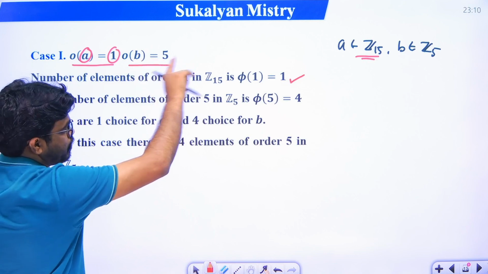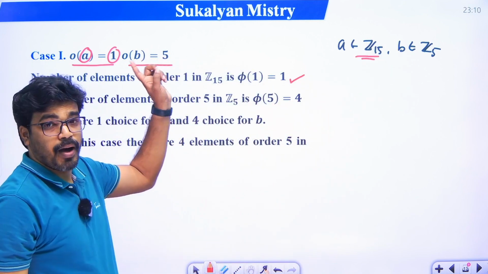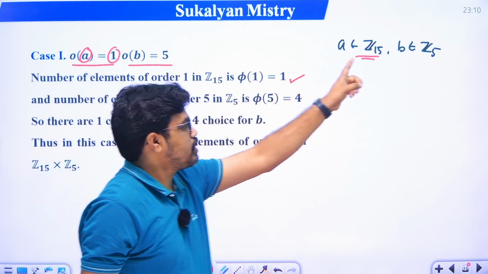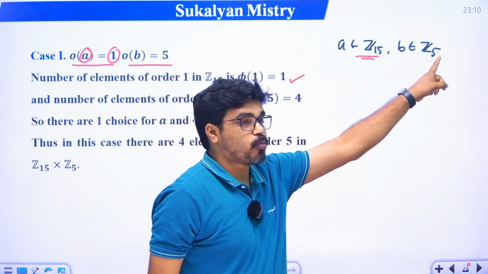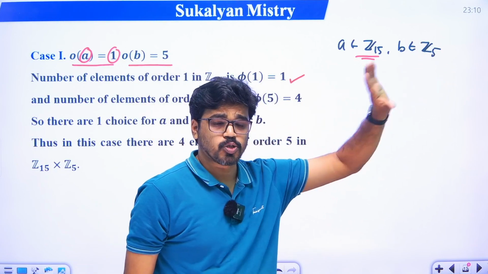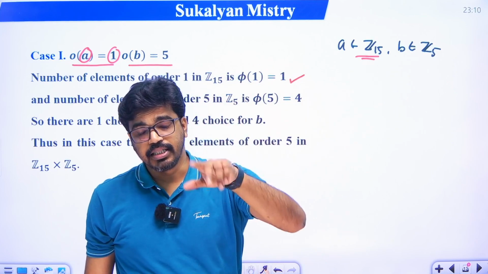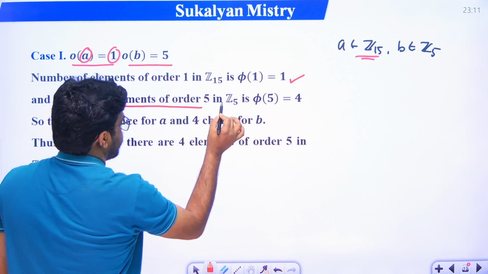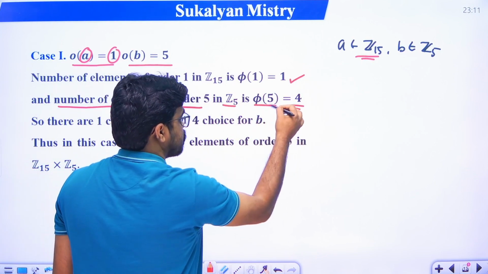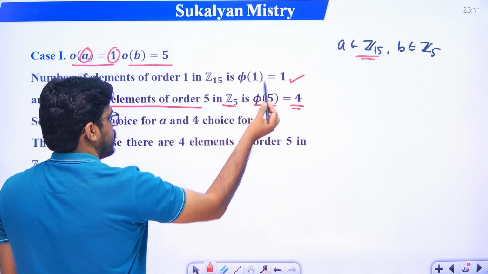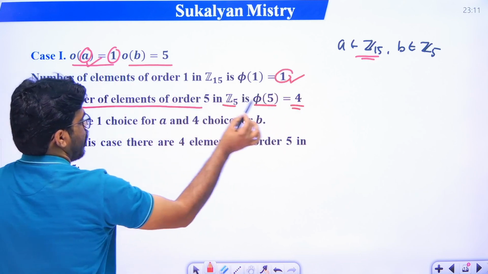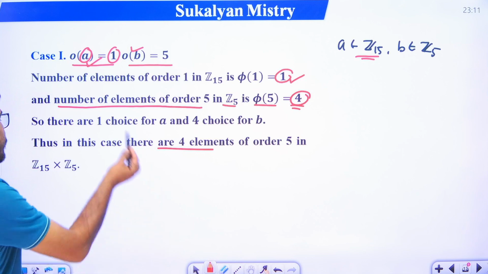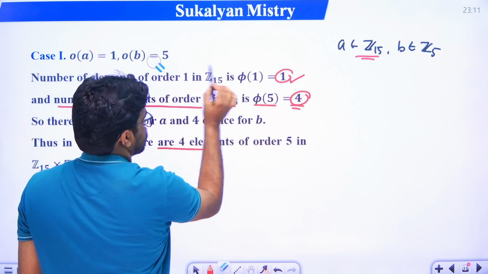Order of b is 5, b is an element of Z5. How many elements of order 5 will there be in Z5? See, 5 divides the order of the group. If G is a cyclic group of order n and if d divides n, then the number of elements of order d will be phi(d). So the number of elements of order 5 in Z5 is phi(5), Euler's phi function, phi(5) is 4. So there is 1 choice for a and 4 choices for b. So that is 1 into 4, that is a total of 4 elements of order 5 in Z15 cross Z5.